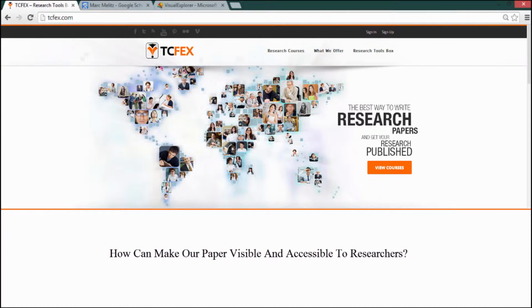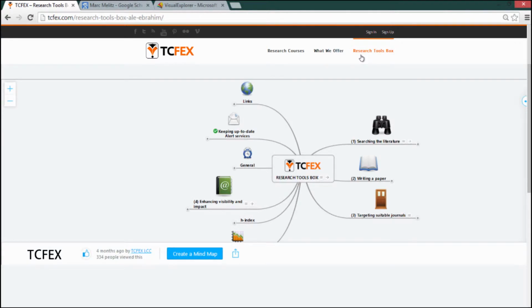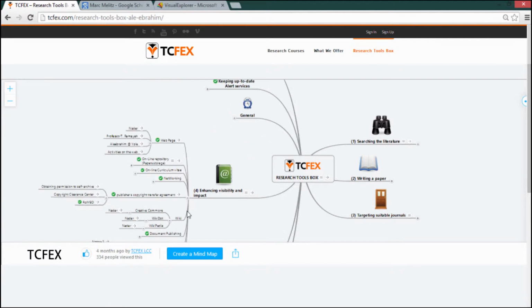So, please click on the Research Toolbox link and wait for the mind map. Whilst waiting for the mind map, we should note that increasing the versions of our given paper, which means depositing our research paper in many different platforms, is one effective way to increase the visibility of our research paper. As you can see, many tools are available to the researcher for this purpose, but again we will focus on one in this short session.